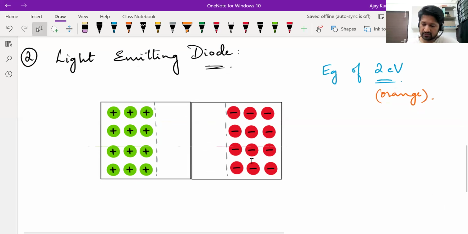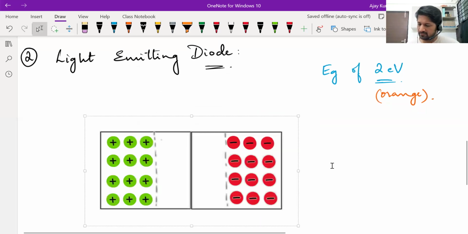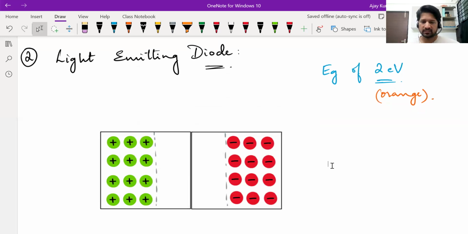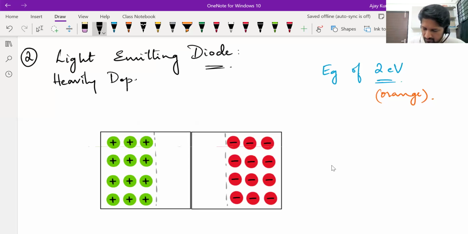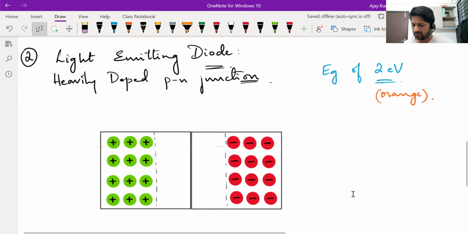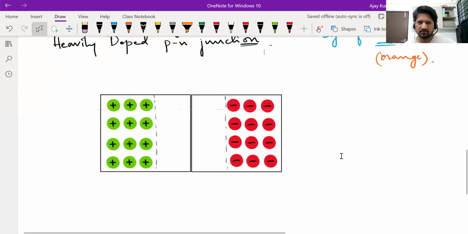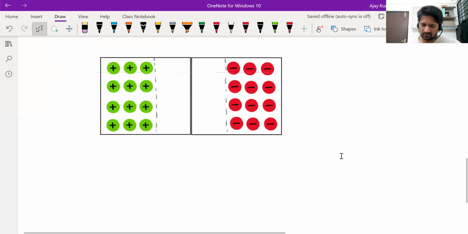LED, light emitting diode, is based on a heavily doped PN junction. What do we mean by heavily doped? There should be a large concentration of charge carriers on the P side as well as the N side. It's very important that it is heavily doped. You'll understand why. Now, a PN junction which is unbiased will have zero net current through it. Diffusion current and drift current will balance, net current will be zero. Let's say this is an unbiased PN junction.